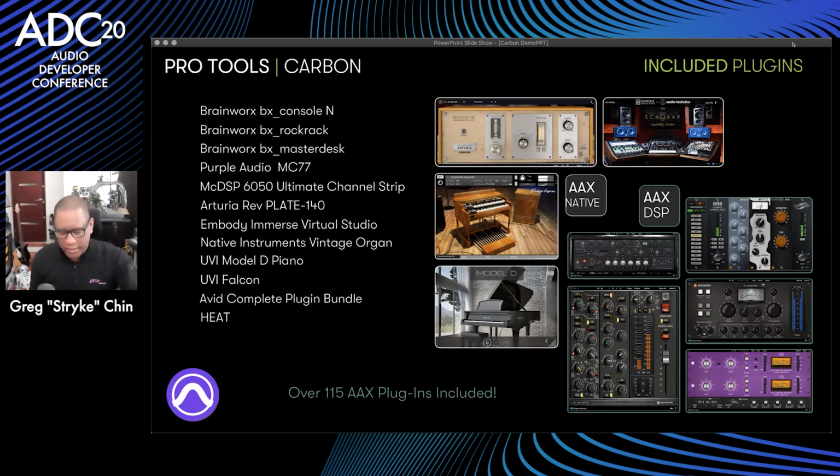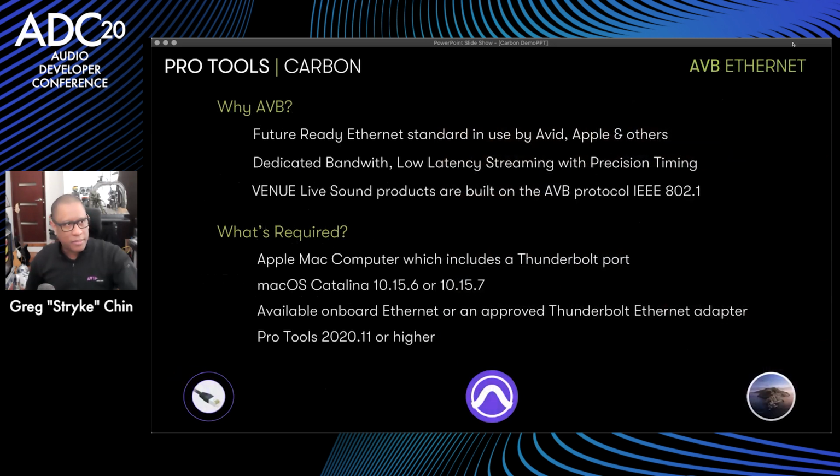UVI has given us the Model D piano via Falcon. And again, you're getting the Avid complete plugin bundle with your Pro Tools license as well as Heat. So you'll notice that some of these plugins are DSP specific. So all of the Plugin Alliance stuff that you're getting with Carbon, as well as the McDSP stuff, are both native and DSP. So that's what's kind of in the box as far as software and plugins.